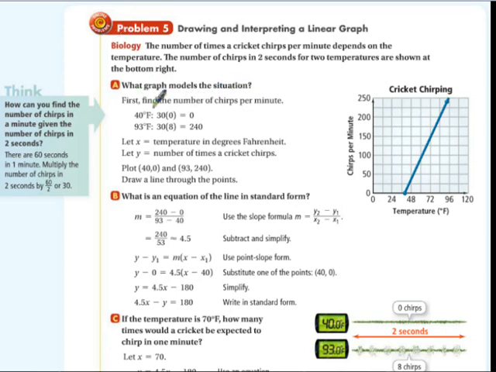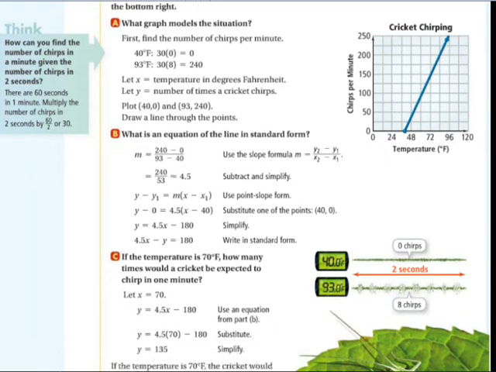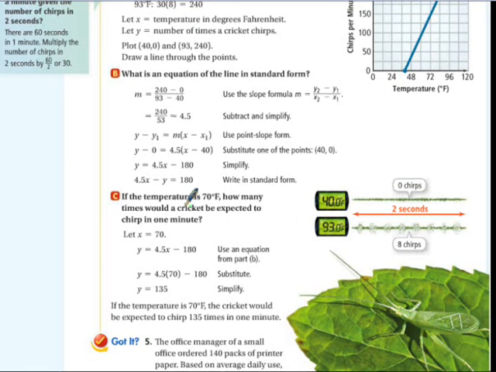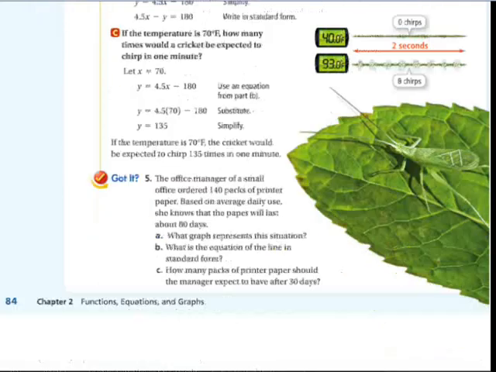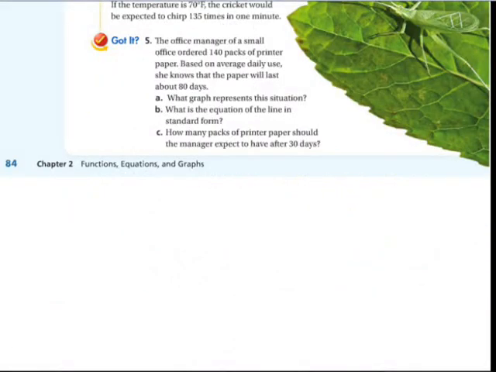So what graph models the situation? First, you find the number of chirps per minute. Then we're going to let x equal this and y equal that. We plot some stuff. We draw a line. We get the equation in standard form. All sorts of different questions here, but all things we know how to do. If the temperature is 70, how many times would a cricket be expected to chirp? So then we're using the equation that we've got to make an educated guess on something else in the future. This is good stuff.